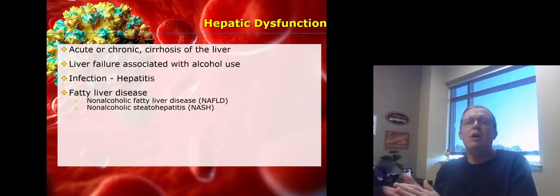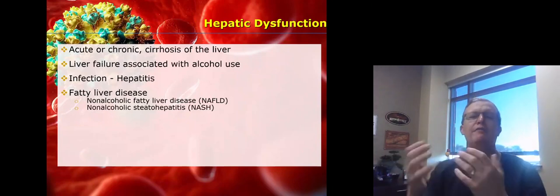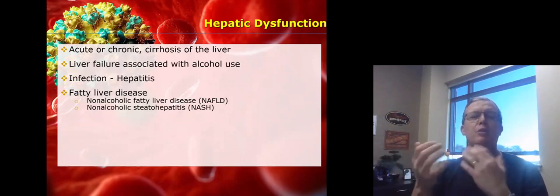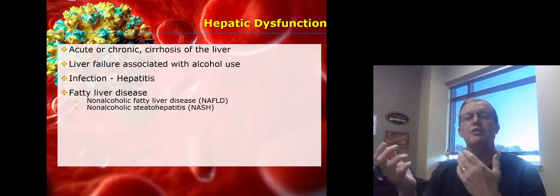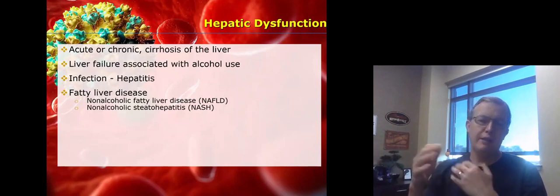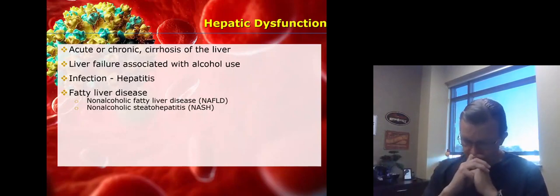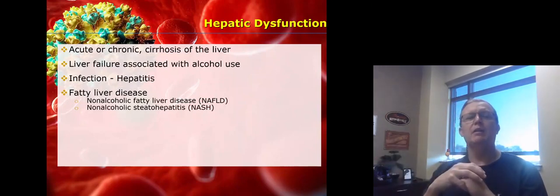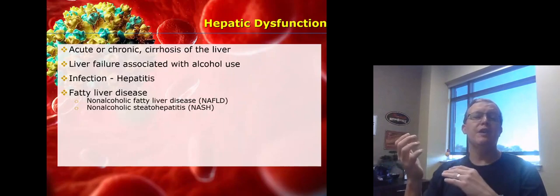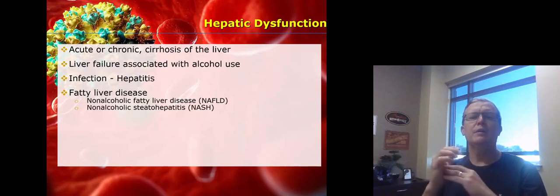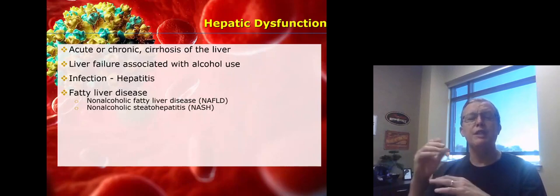All right. So when we talk about hepatic dysfunction, generally they fall into two categories, acute or chronic. And acute or chronic cirrhosis of the liver is one. You can have acute on chronic, where a patient has chronic liver failure or liver cirrhosis from a lifetime of alcoholism, and then they have an acute exacerbation. And that's what we refer to as acute or chronic cirrhosis.